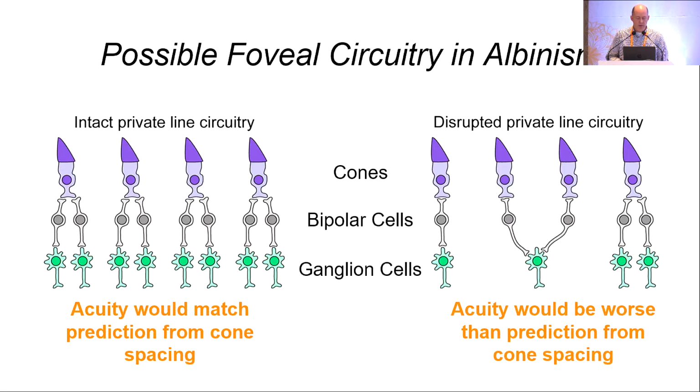And so there's really two possibilities. One, we could retain the intact private line circuitry, such that whatever cone density the patient with albinism happens to have, the acuity that we measure in their eye would match the predictions from the cone spacing. Alternatively, they could have altered circuitry between their foveal cones and their downstream retinal circuits. In this case, acuity would be worse than that predicted from cone spacing.